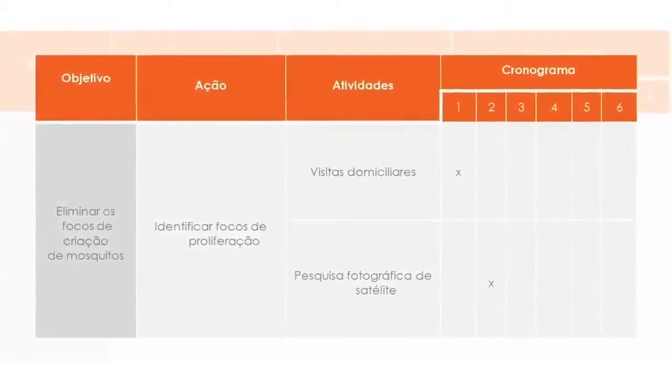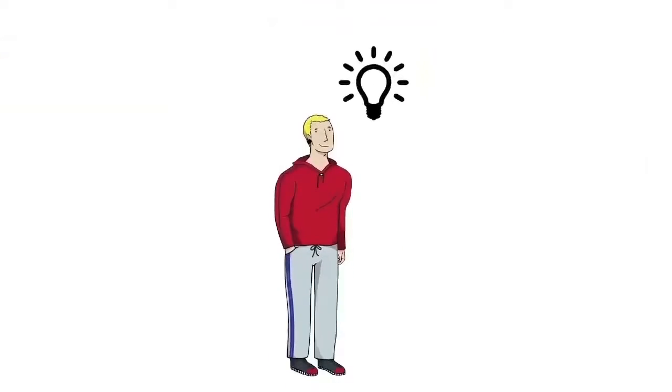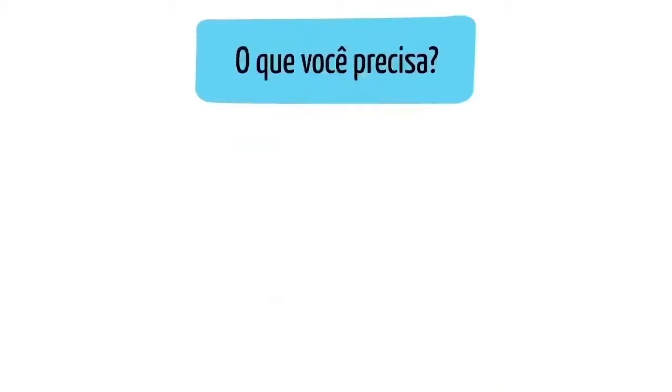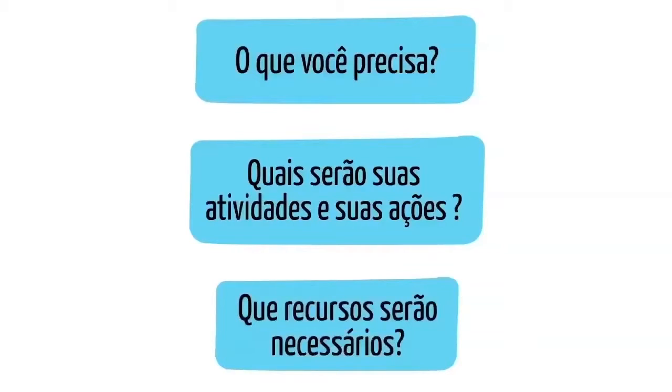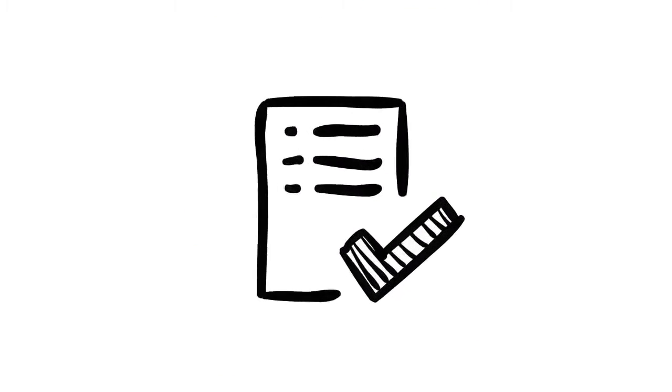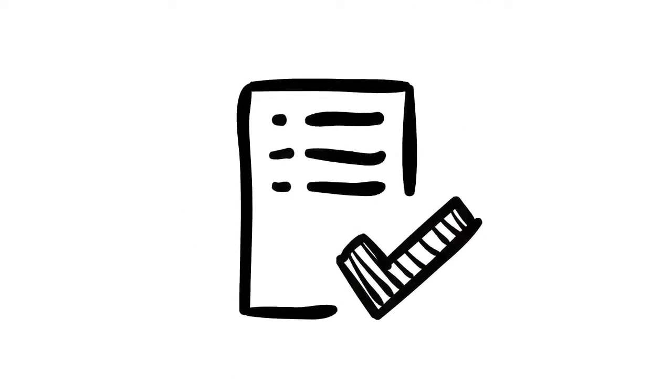You can use this spreadsheet to go through your budget plans. Now that you already know what you really want to do, it is time to know what you need, what your activities and action plans will be, and what resources will be needed. It is time to review your budget concerning human, material, and financing resources.